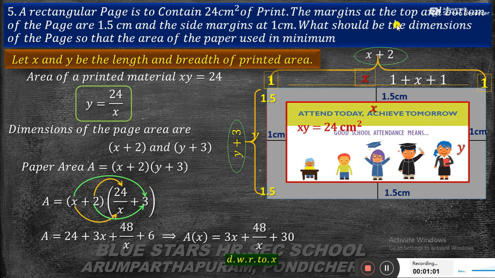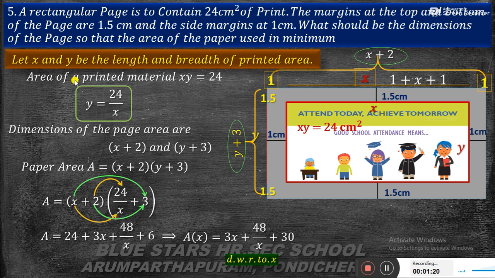So what should be the dimension of the page so that the area of the paper used is minimum? So they ask about the dimensions. So first I consider x and y values. x is the length and y is the breadth of a printed area.